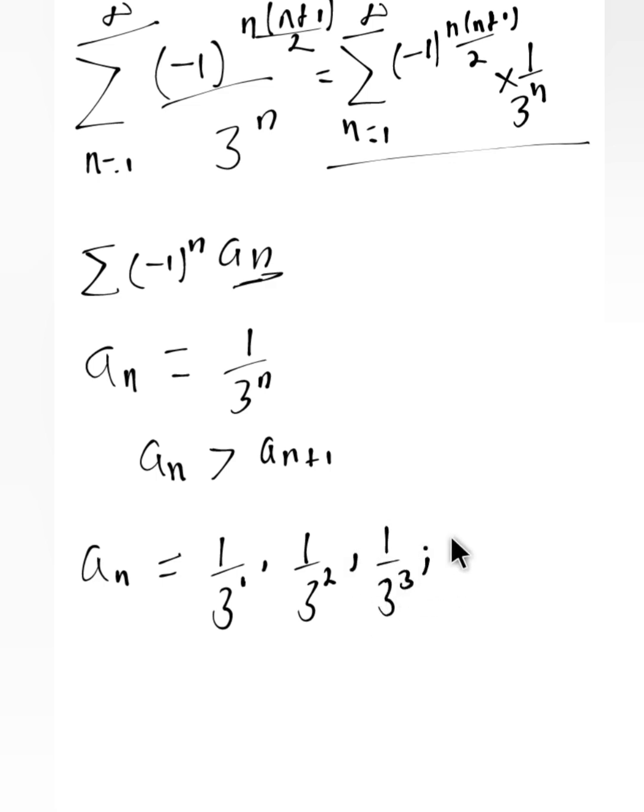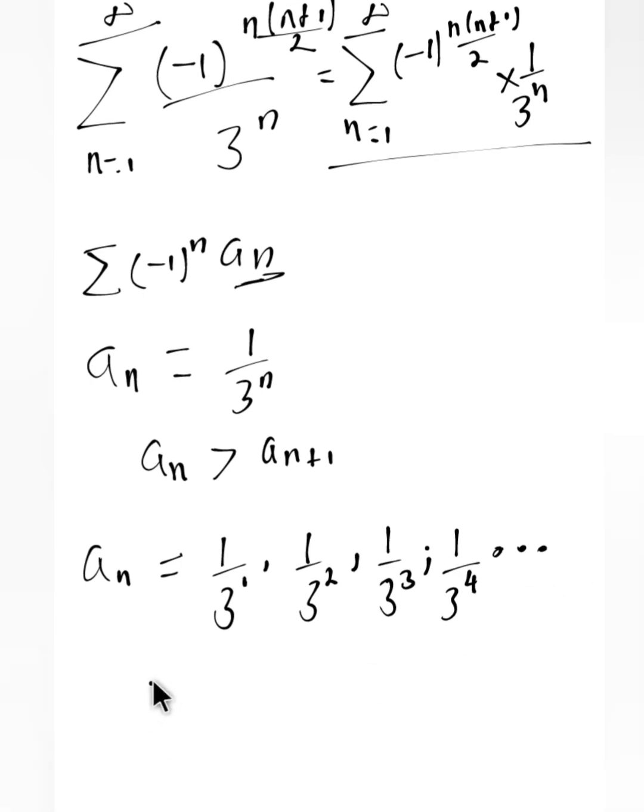At n equals 4, a_n is equal to 1 over 3 raised to power 4, and it keeps on going in that sequence. Now, 1 over 3 raised to power 1 is 1 over 3, and this is 1 over 9. This will give us 1 over 27, and this will give us 1 over 81.